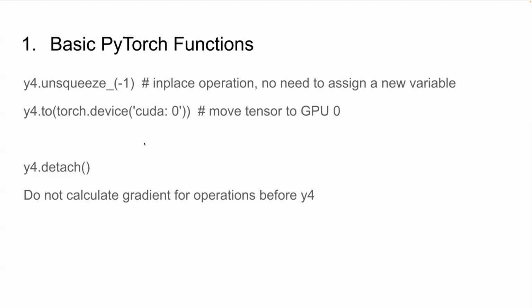And finally, we want to move it either to CPU or to GPUs. So in this case, we can just call y4.to, then torch.device. So CUDA means that we're using GPUs, and 0 means which GPU we're using.